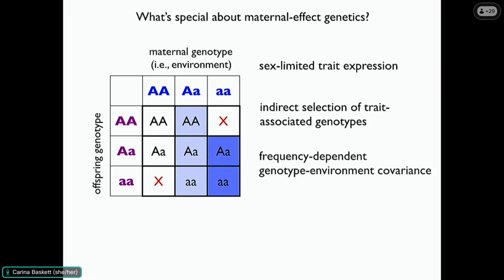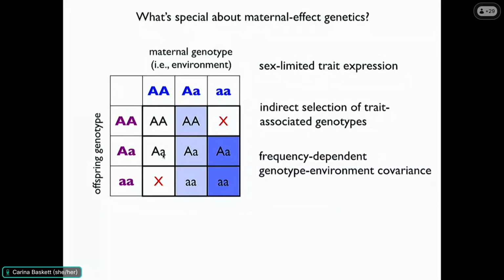This creates a frequency-dependent genotype-environment interaction, because the frequency with which these identical genotypes are experiencing a given environment is a function of the allele frequencies at this locus in the population. If little a is really common, then a lot of the heterozygous Aa zygotes will find themselves in this blue environment. If the little a is rare, they'll find themselves in this environment. And that creates this dependency of the environment that the zygotes experience on the allele frequencies. And this has lots of downstream consequences.